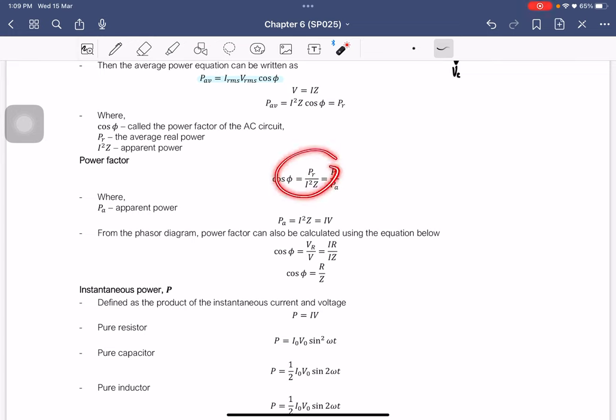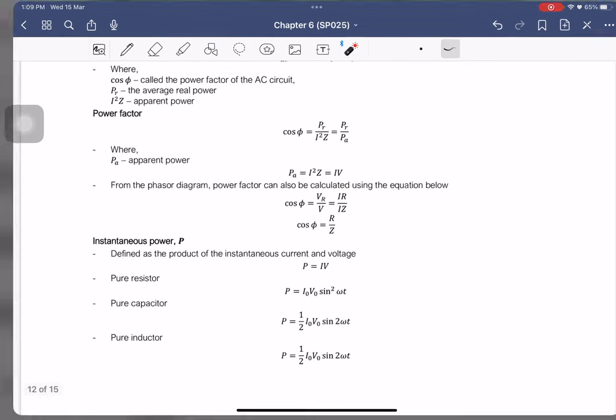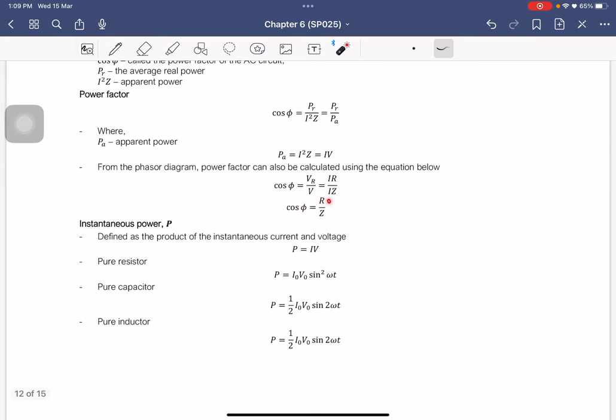Ataupun yalah itu je pun. Ataupun this one betul tadi. Okay, so the apparent power pula dia akan equal to I squared Z ataupun IV, RMS lah RMS. So from the phasor diagram, power factor can also be calculated using this equation here. So kalau kamu kena bagi these two saja, kamu directly dapatlah power factor.